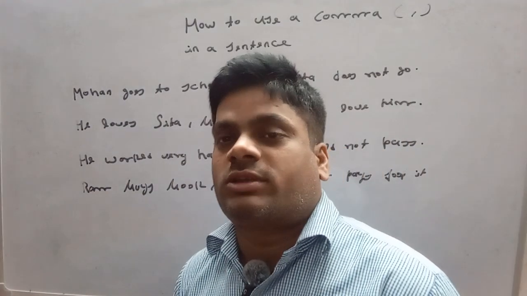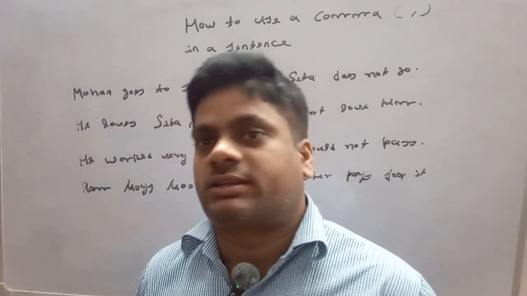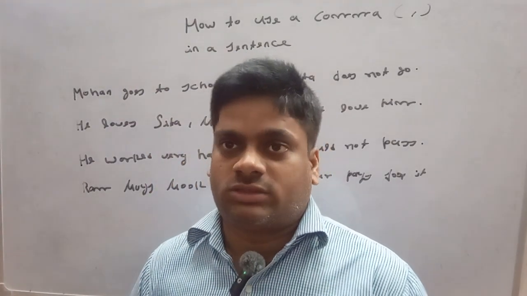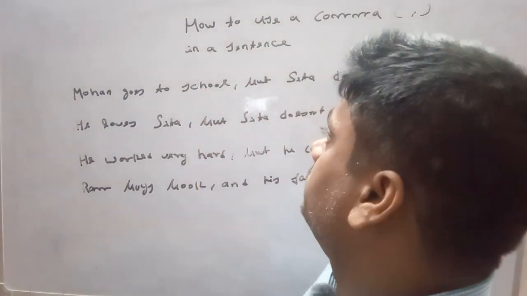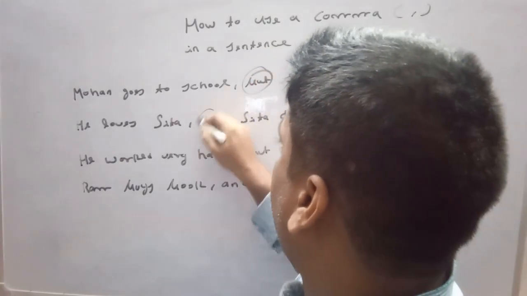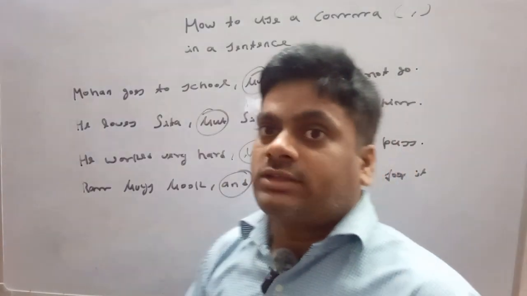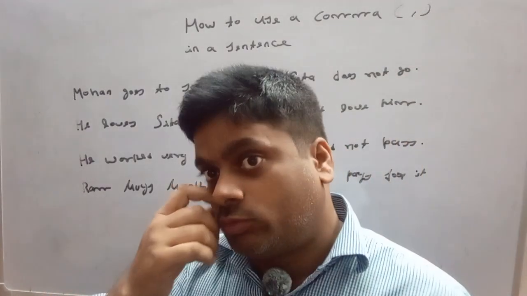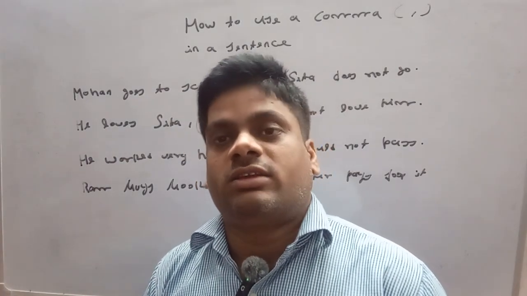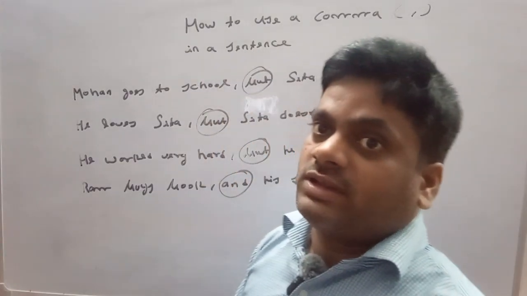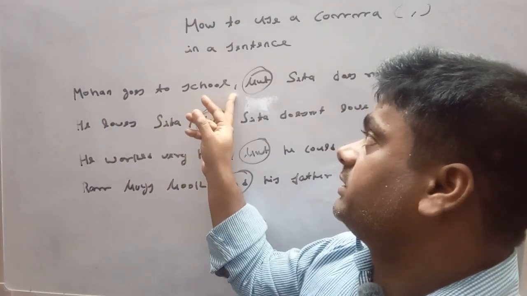All the sentences are principal clauses, and when two principal clauses are to be connected with each other, we use coordinating conjunctions between them. Here we have used the coordinating conjunctions but and and. So, guys, when we use a coordinating conjunction to join two principal clauses, we use a comma between these two sentences. Here we have used a comma.